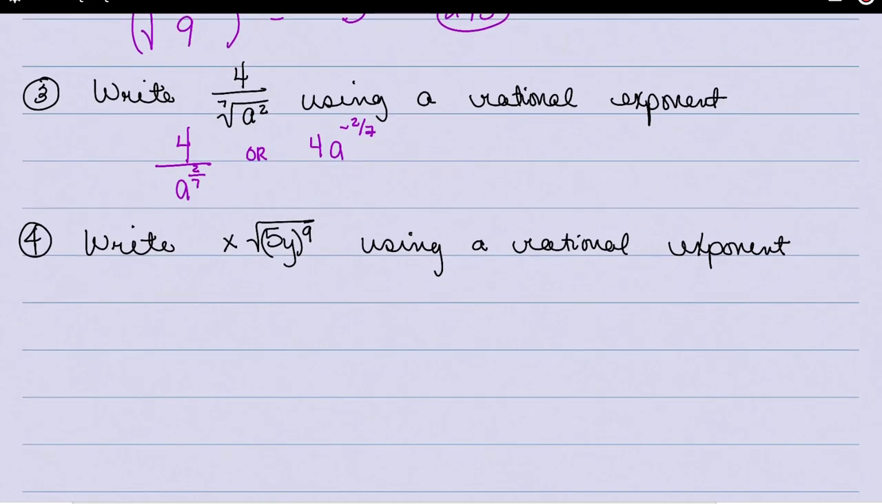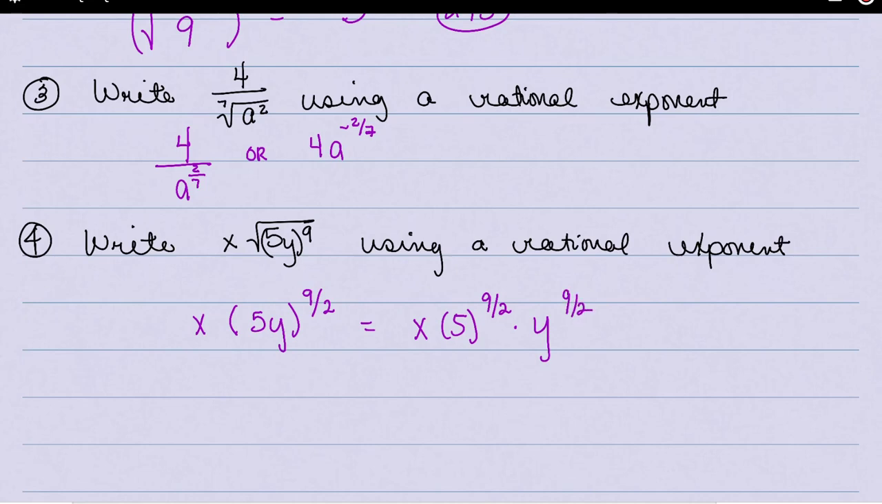Alright, so you guys, let's try this next one. So we have x times 5y to the 9th, but we're doing the square root. Okay, so this is the same as x times 5 to the 9/2 times y to the 9/2. So you can really rearrange this. So this is 5 to the 9/2 times x times y to the 9/2, like that. And it's the 9/2 because there's an understood 2 right there.